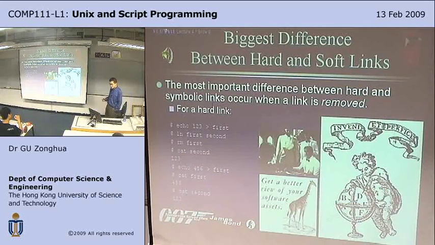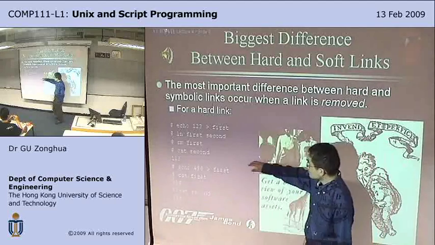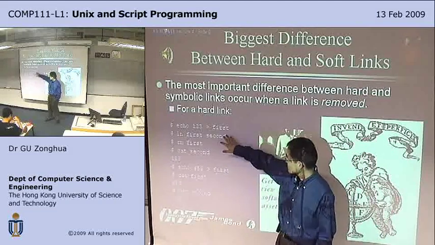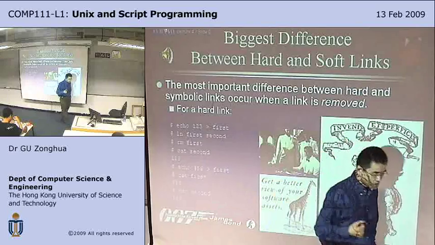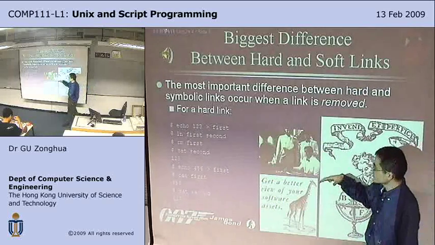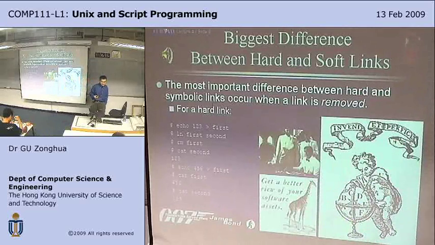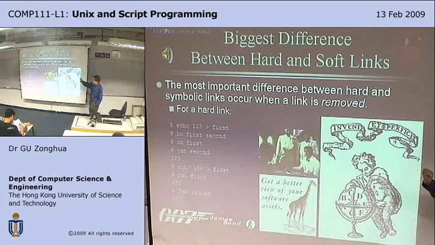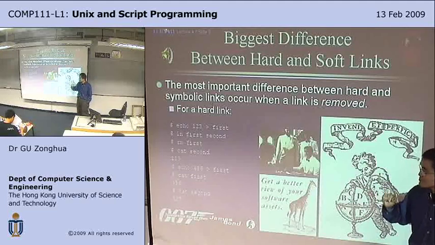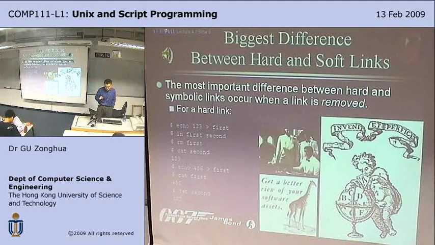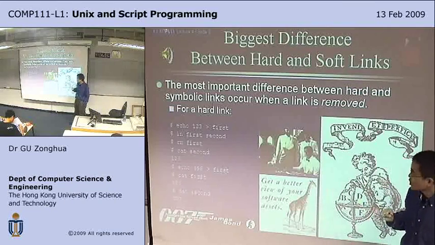So the most important difference between hard and soft links occurs when the link is removed. So here, echo 123 greater than first. This means that echo 123 produces as output 123, and then it's redirected into the file called first. Remember redirection? This greater than means redirect the output of the command into another file. So this creates a file called first with the content 123.